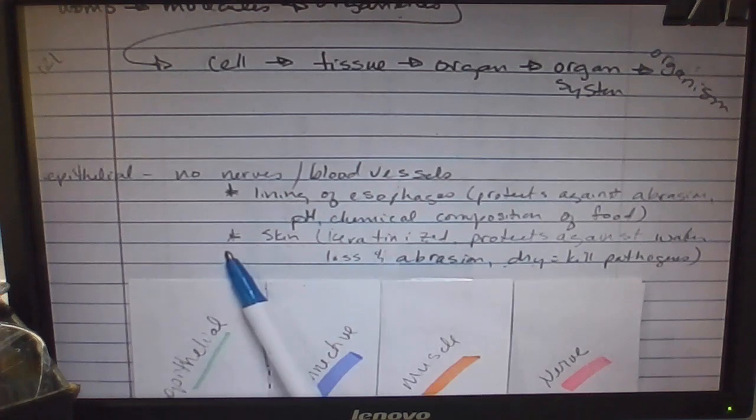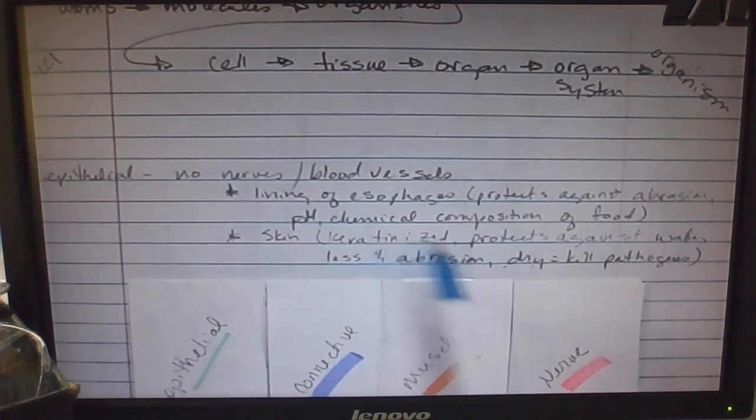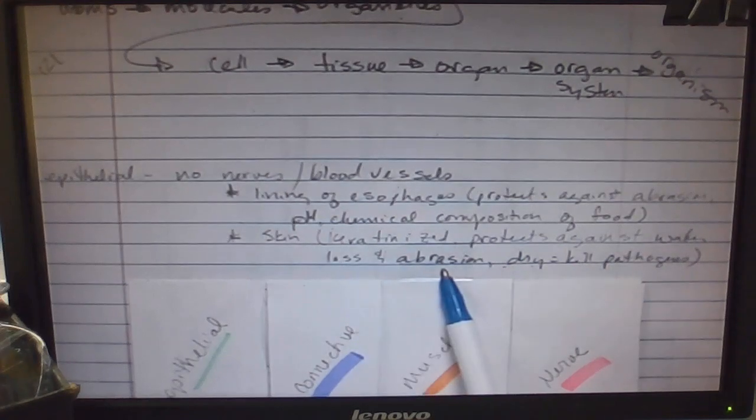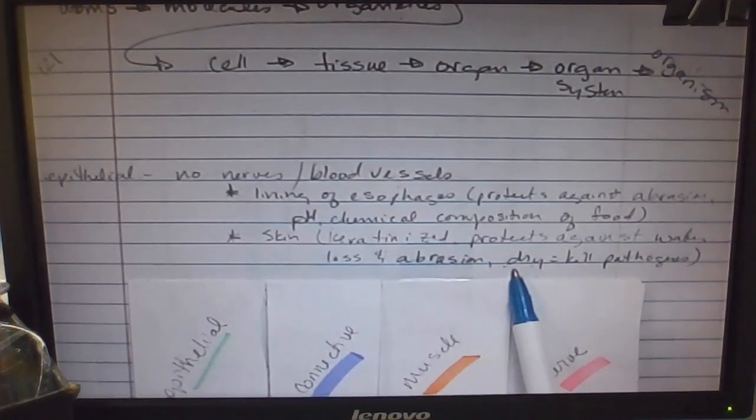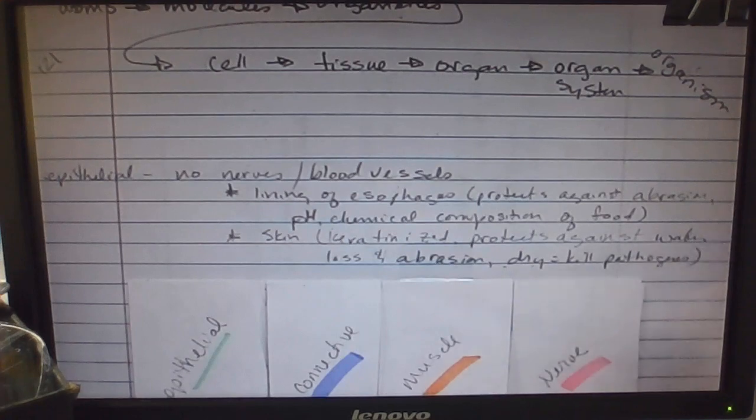Another example of epithelial tissue is the skin. Skin is keratinized. That helps to protect against water loss and abrasion. Our skin is dry, and so if a pathogen lands on it, it's too dry for that pathogen to survive, and so it will help to kill those pathogens and protect us.